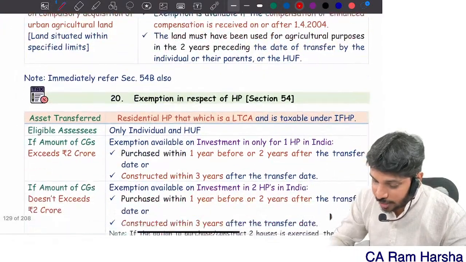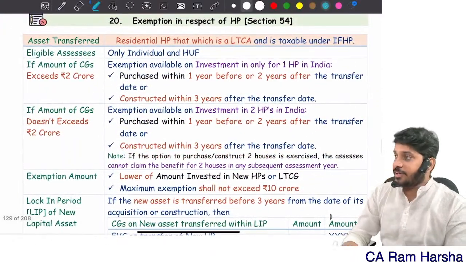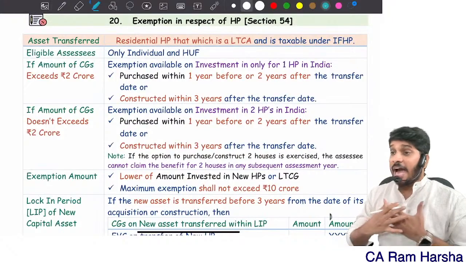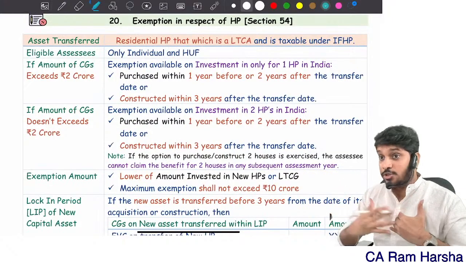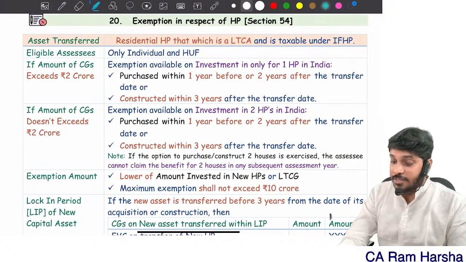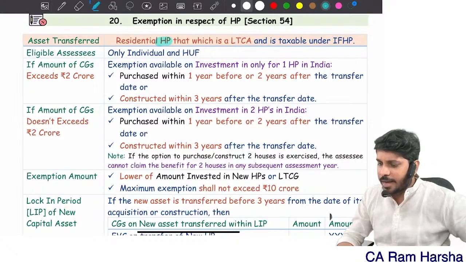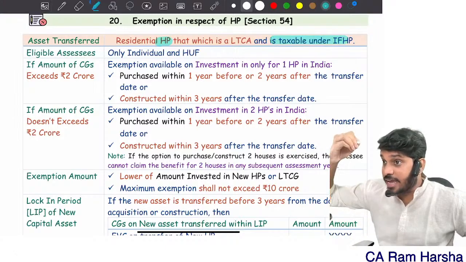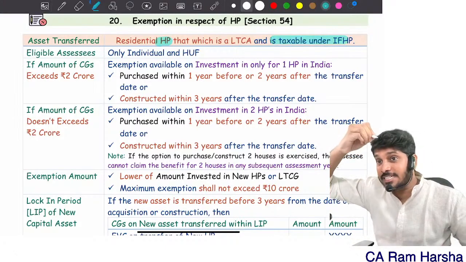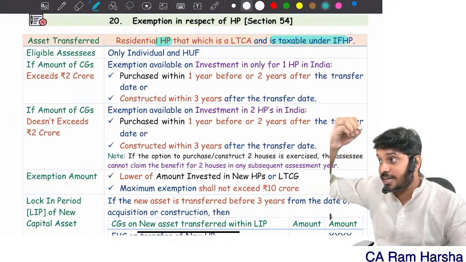Now let's look at 54. What does section 54 say? Suppose I sold a long-term capital asset, which is a house property. I sold a house property, which is a long-term capital asset. Until I sell, the income for me is taxable under which head of income? House property head of income.